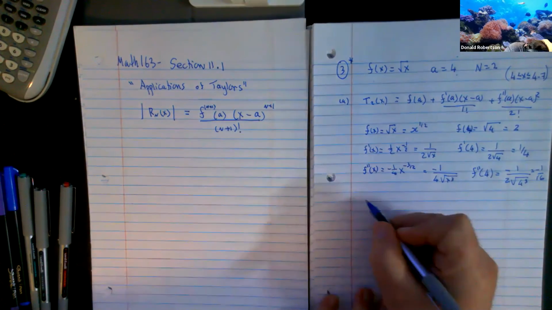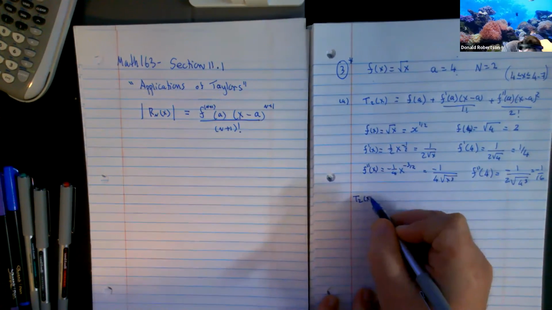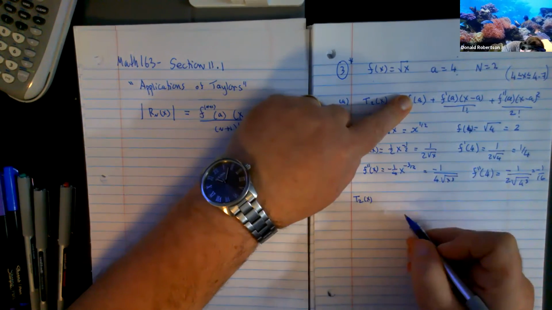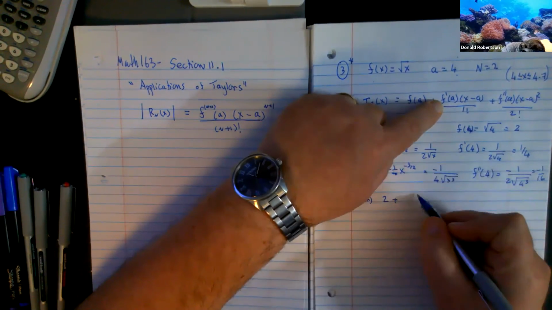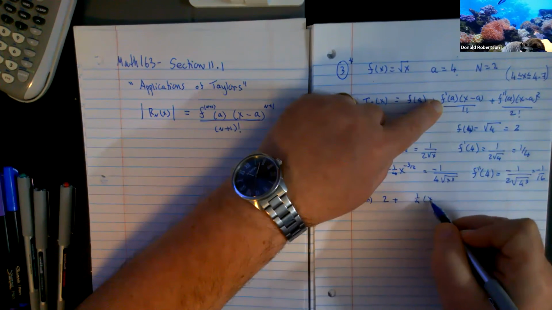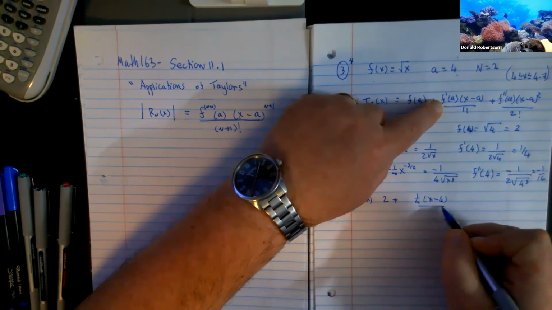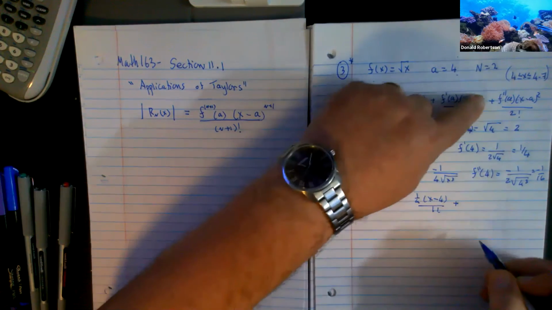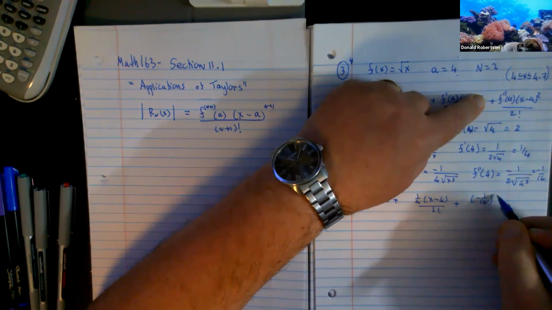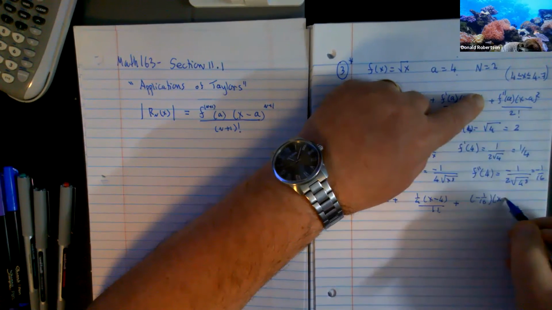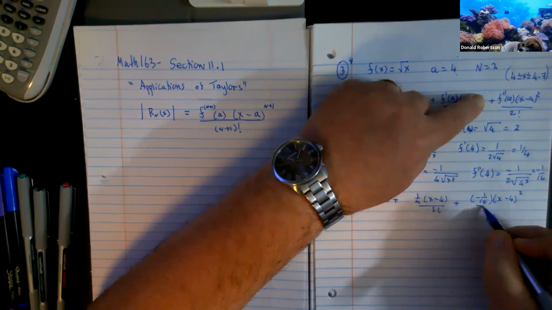So I now know what T2 of x is. It's f of a, which is 2, plus f prime of a, which is 1/4, times x minus a over 1 factorial, plus the second derivative, which is this, times x minus a squared over 2 factorial.